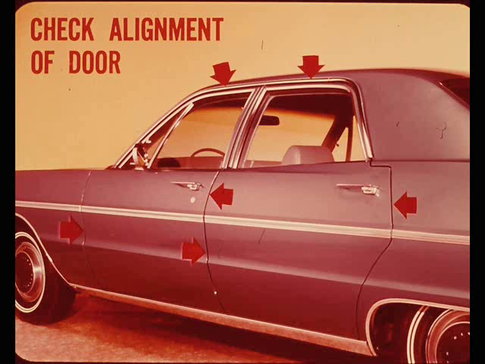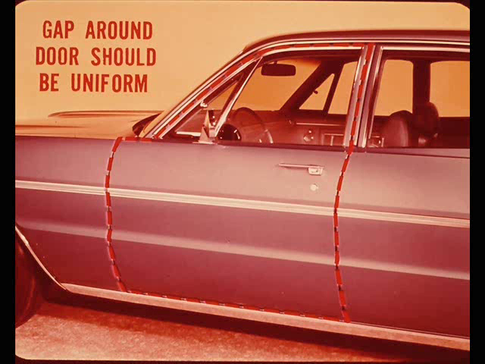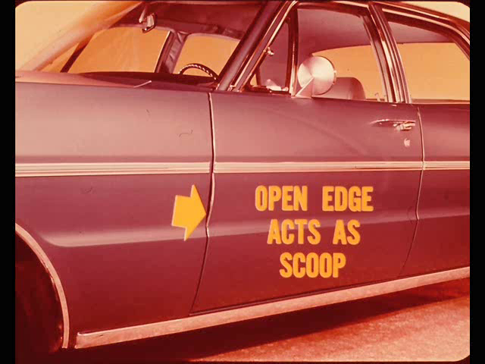On hardtops and convertibles, you'll have to check both the door and the window alignment. Ideally, the gap all around the door should be uniform, with the forward door edge flush or slightly below the body surface. There's some leeway here, but serious misalignment can prevent good weather strip sealing. And if the forward edge of the door sets out, it's open to the airstream and you can get a loud wind noise. This open edge can also act as a scoop for dirt and water.